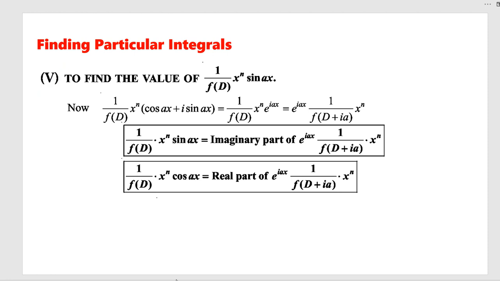For this particular integral, if the function on the right-hand side is given as x to the power n into sin ax, in that case we will multiply by x to the power n and try to find the particular integral for that case. After finding that, if we have a sine function, then we'll take the imaginary part of the function, and if we have cosine, then we'll take the real part.